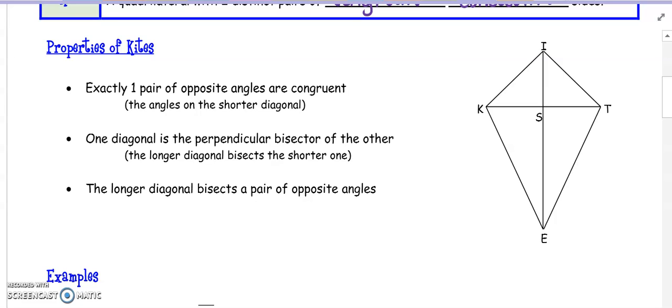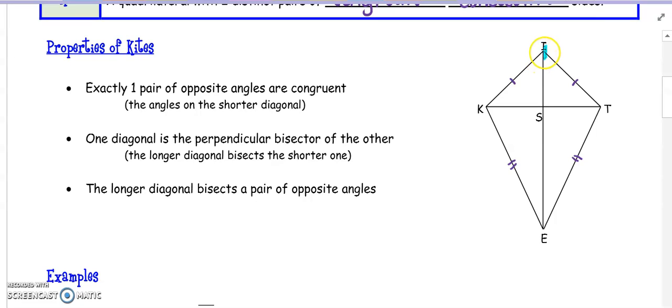So first of all, since we are dealing with congruent consecutive sides, that means that these two sides are equal to each other. And these two sides are equal to each other as well. All right, now one of our properties says exactly one pair of opposite angles are congruent to each other. All right, it's the angles that are on the shorter diagonal.